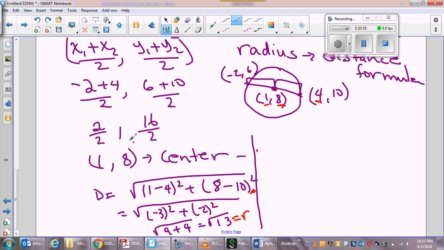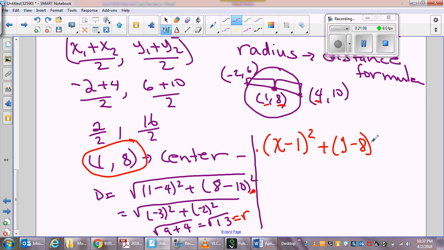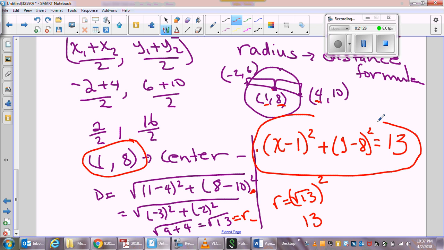Now all I have to do, I have my center, which is (1, 8). I have my radius, square root of 13. Now all I have to do is write the equation, which is (x minus 1) squared plus (y minus 8) squared equals radius squared. So since the radius is square root of 13, when I'm squaring this, it's just going to give me 13. So I'm just going to put 13 here. So this would be the equation of the circle.